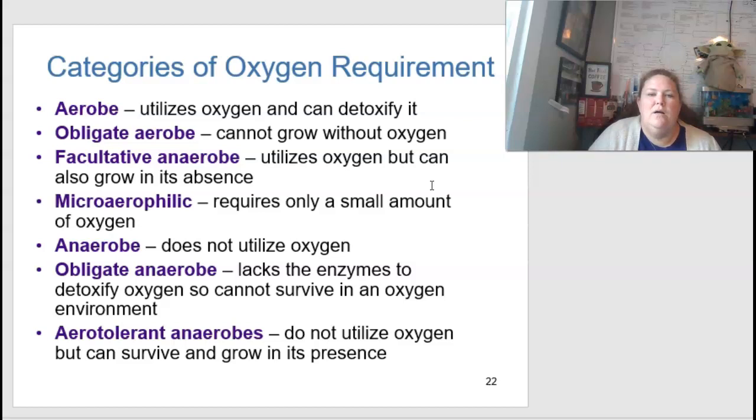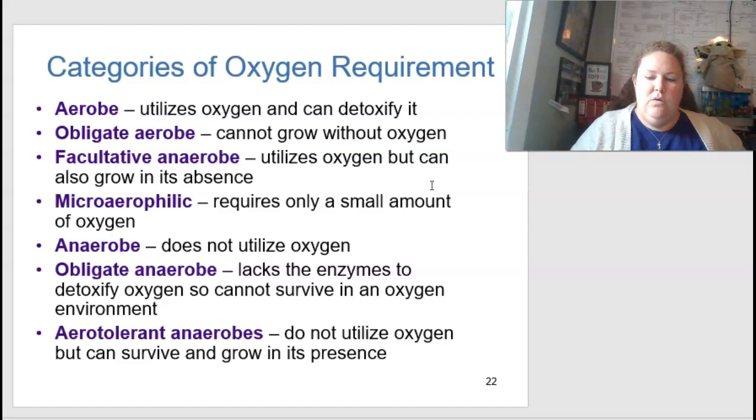We also have our microaerophilic, and this requires only a small amount of oxygen. We have our anaerobe, and this does not utilize oxygen. We have our obligate anaerobe, and this lacks enzymes to detoxify oxygen, so it cannot survive in an oxygen environment. And then we have aerotolerant anaerobes, and these do not utilize oxygen, but they can survive and grow in its presence.